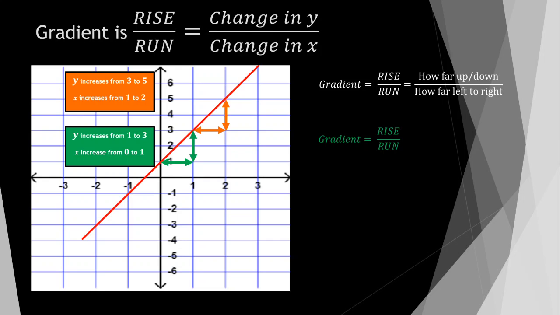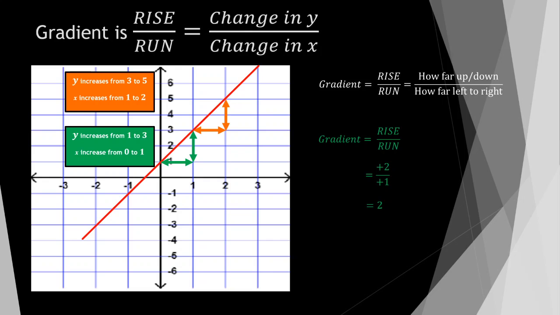What about x, which is our run? Our run means that x has increased from 0 to 1, which means it's gone from the left to the right 1 unit, which means it's plus 1. So plus 2 divided by plus 1 gives us an answer of 2. So this is our gradient for this line.